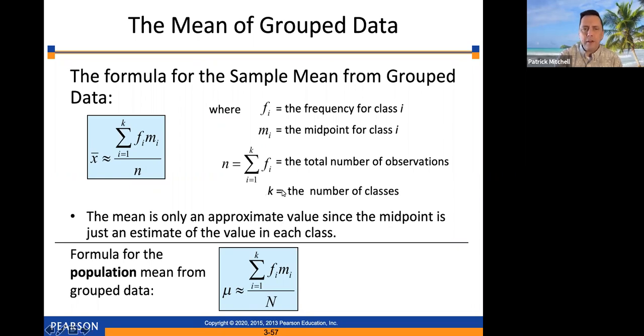Now we're getting a little fancy with our notation here. But remember that the mean is only an approximate value since the midpoint is just an estimate of the value in each class. So hopefully it's a pretty decent estimate, but really it's the best you can do when you have group data. If you happen to be working with a population, it works exactly the same. Just two little pieces of notation are different. Remember, the population mean is always called mu, and the population size is always called capital N.